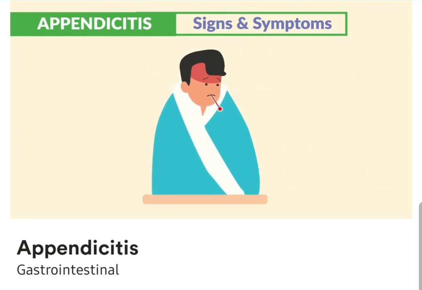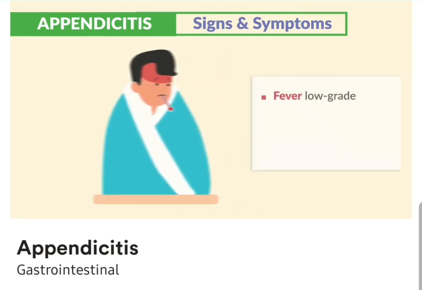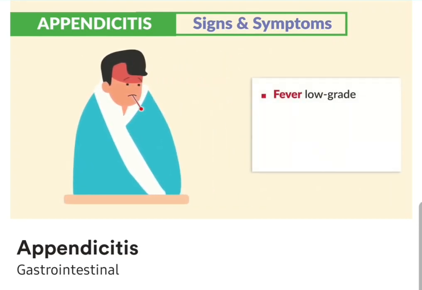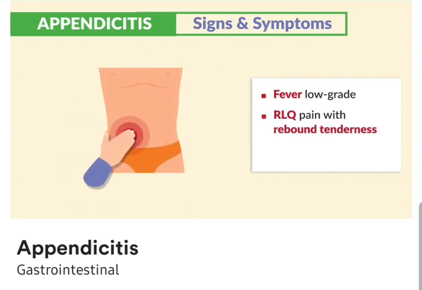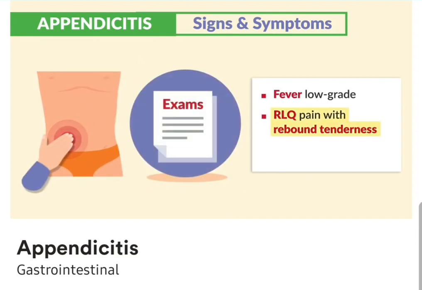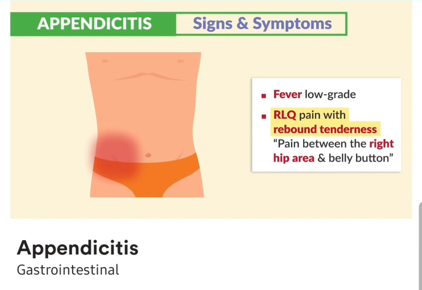So the key signs and symptoms to write down is fever that is low grade, and the biggest sign by far here is right lower quadrant pain with key term rebound tenderness. So write that down. It's always on exams. You might even see pain between the right hip area and belly button. This is technically the right lower quadrant area, also called the umbilicus area.